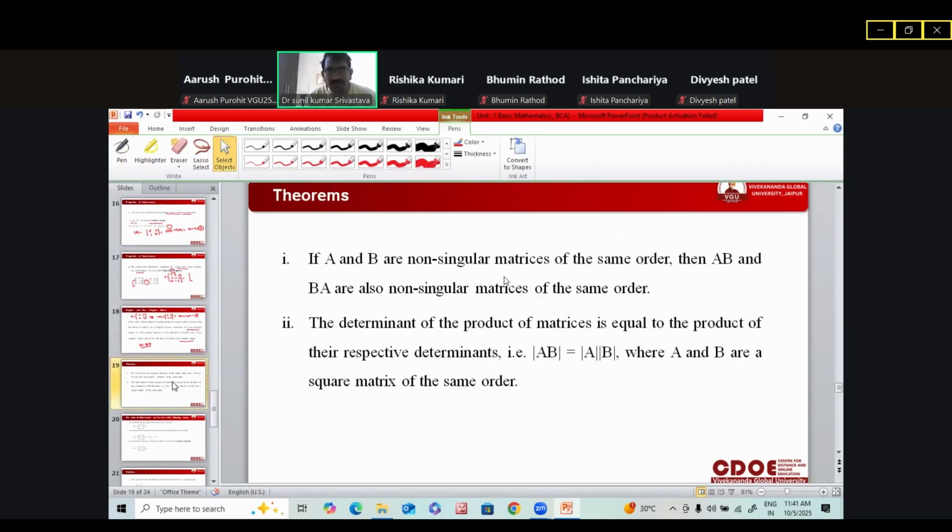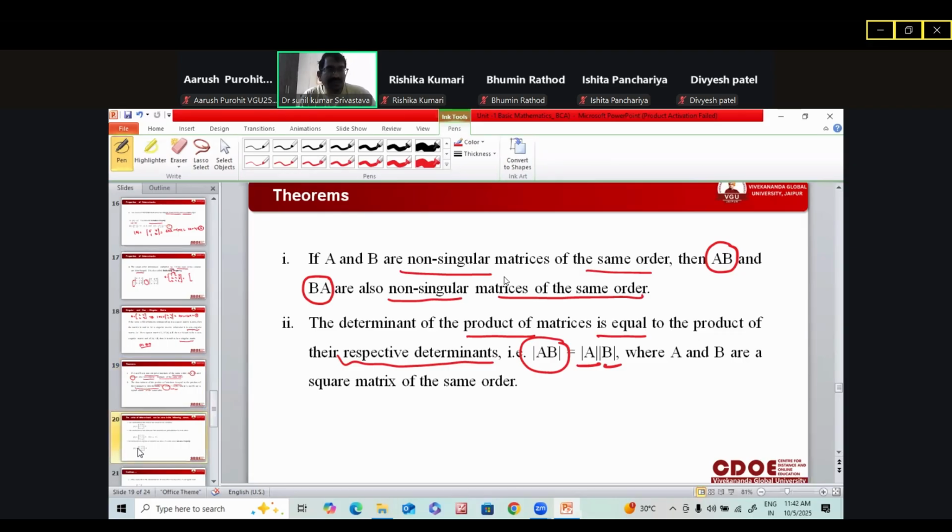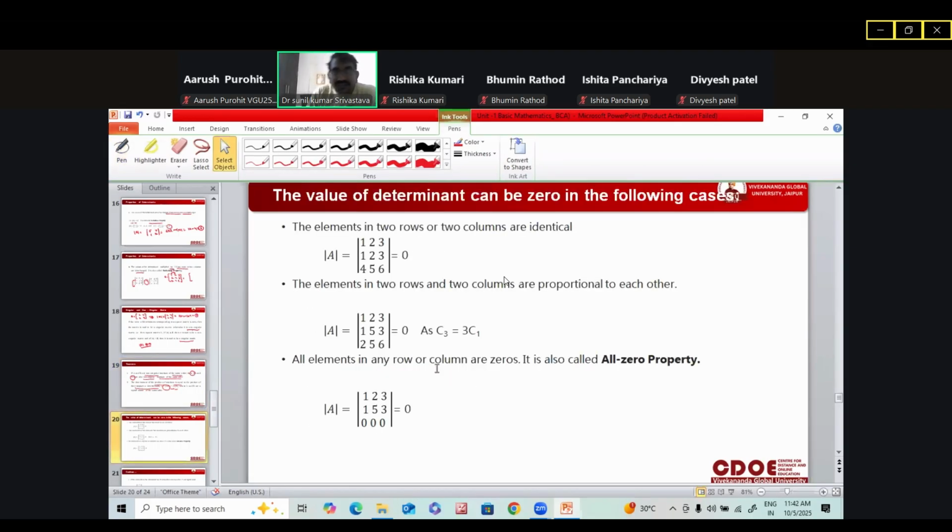Now some theorems related to this. Suppose A and B are non-singular matrices of the same order. Non-singular means their determinant value is not equal to 0. Then the products AB and BA are also non-singular matrices of the same order. The determinant of the product is equal to the product of the respective determinants. That is, the determinant of the product of two matrices A and B is equal to the determinant of A into the determinant of B, where they are square matrices of the same order. So that is the concept here, and this is an important property.